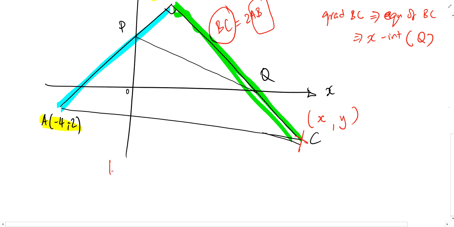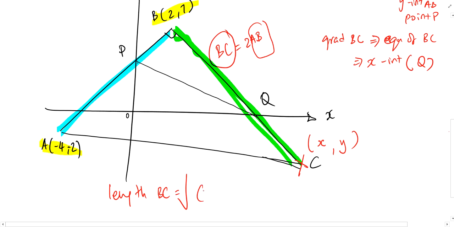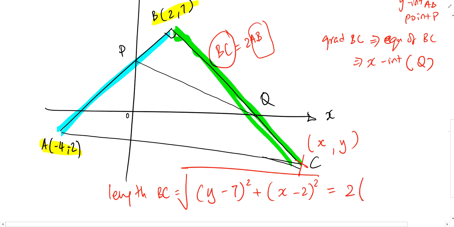So the length of BC must be equals to square root of y minus 7 square plus x minus 2 square. Agree with me? Is this the equation for the line segment? Okay. And we know that this is supposed to be 2 times the length of AB. Then the length of AB is simply square root of 6 square plus 9 square. Am I right? 6 square, 9 square, yes.